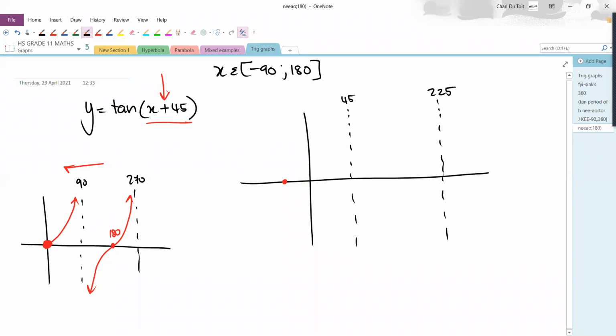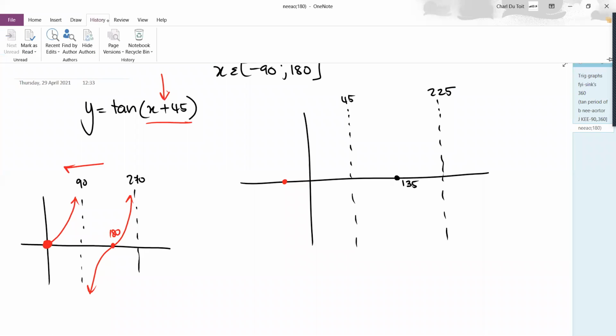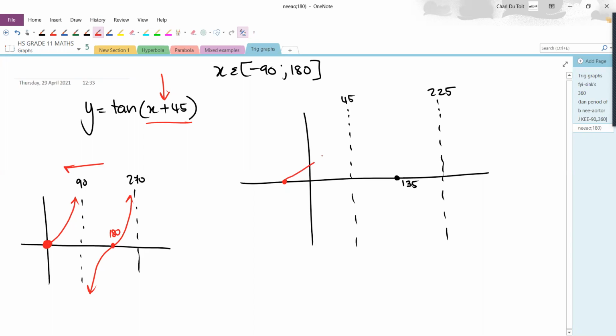Good. And that 180 degrees will also move to the left. Where? 45 to the left, and that's 135. Okay, so this graph starts here. It will go all the way up there, it will go down there, and it will go up here. But somewhere here it will stop. Remember, we're not allowed to go beyond 180.